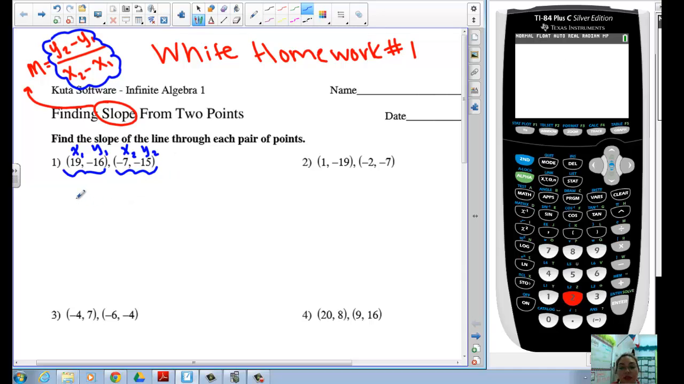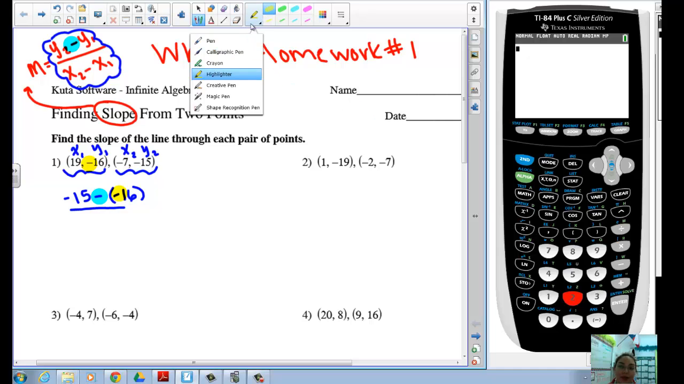So y2 goes on top, our y's. And so we're taking the difference of the y's. So we have negative 15 minus a negative 16. Keep in mind that this negative right here does not mean the same as this minus sign. Okay, that's why I have to put this negative, it goes right here, minus comes from right here, and this negative is right here. Okay, you're taking the difference of the two. So there will always be a minus sign in the middle.